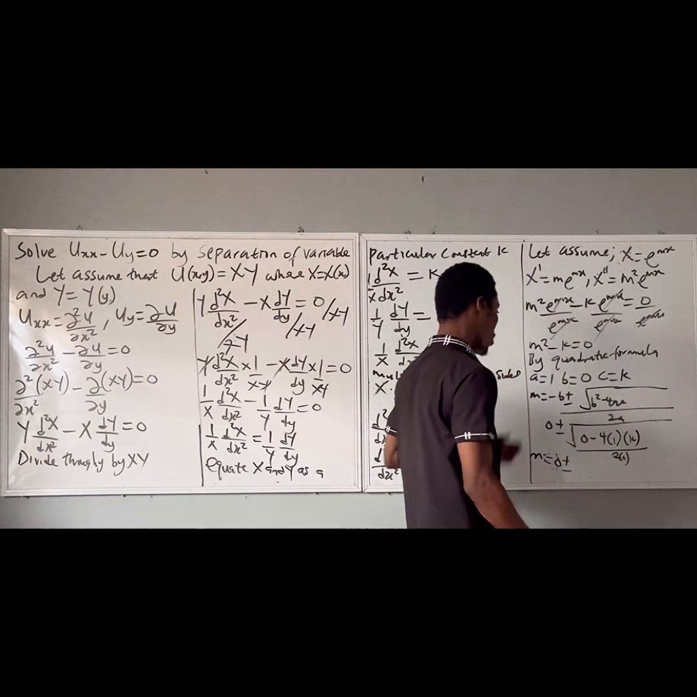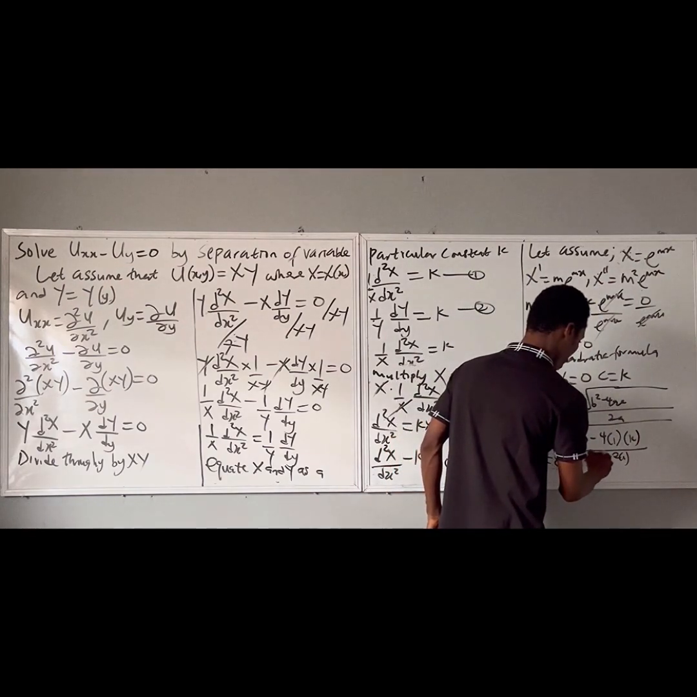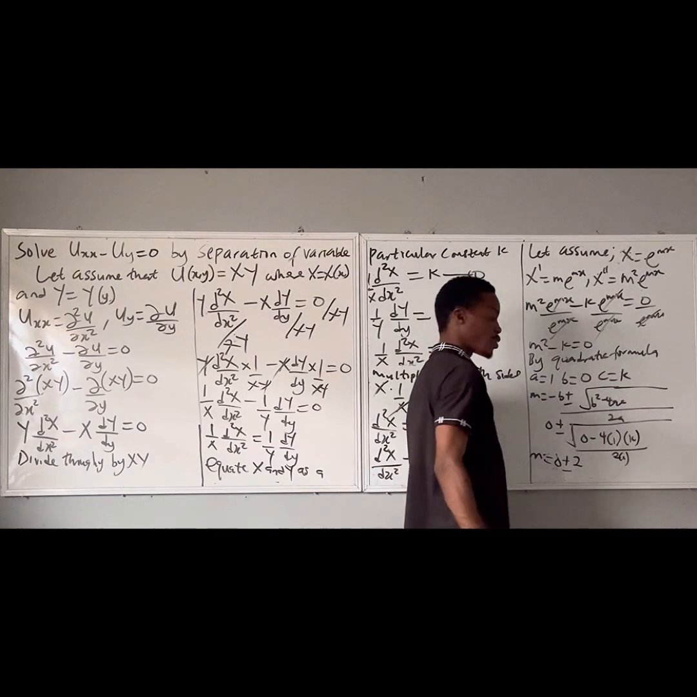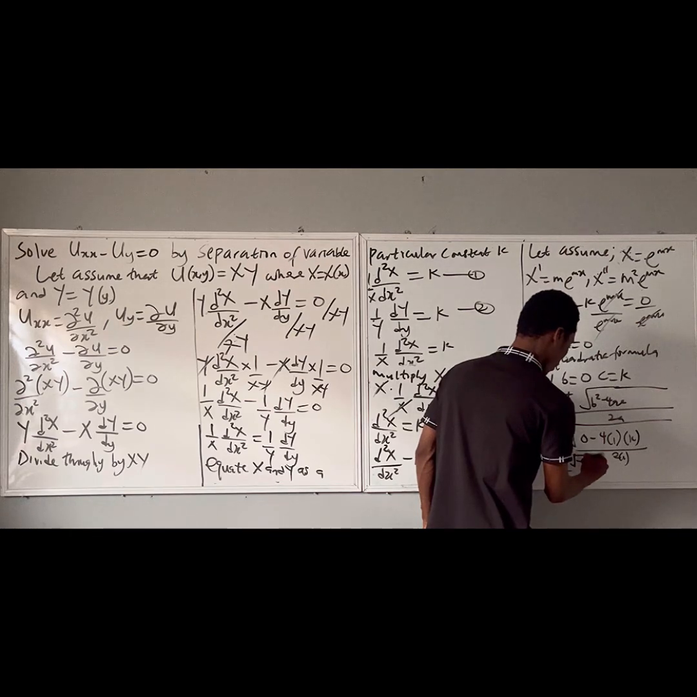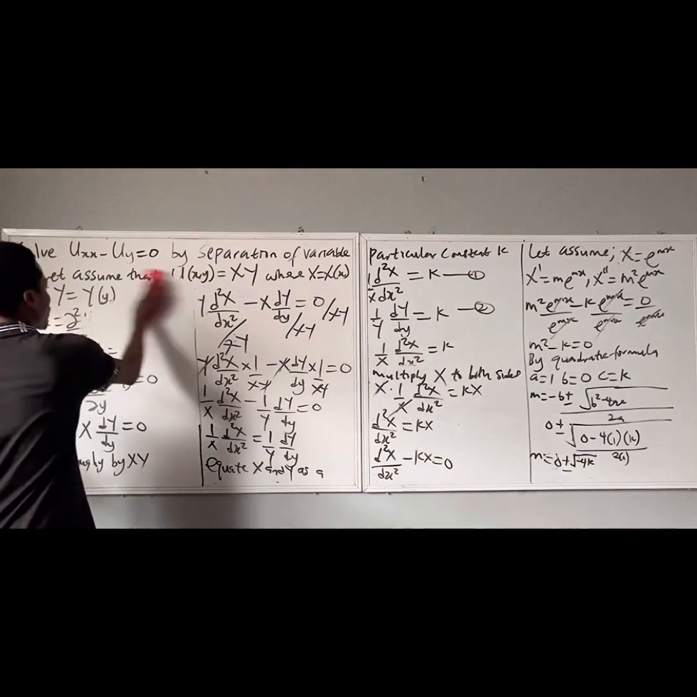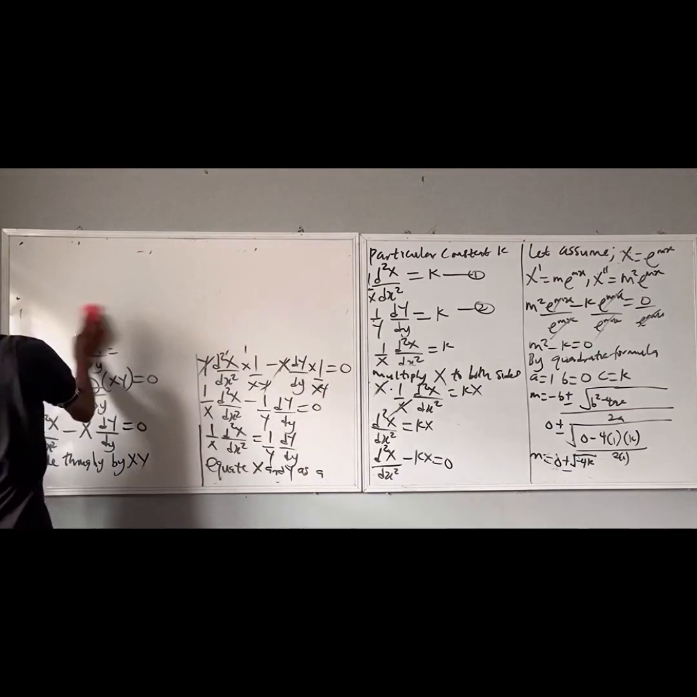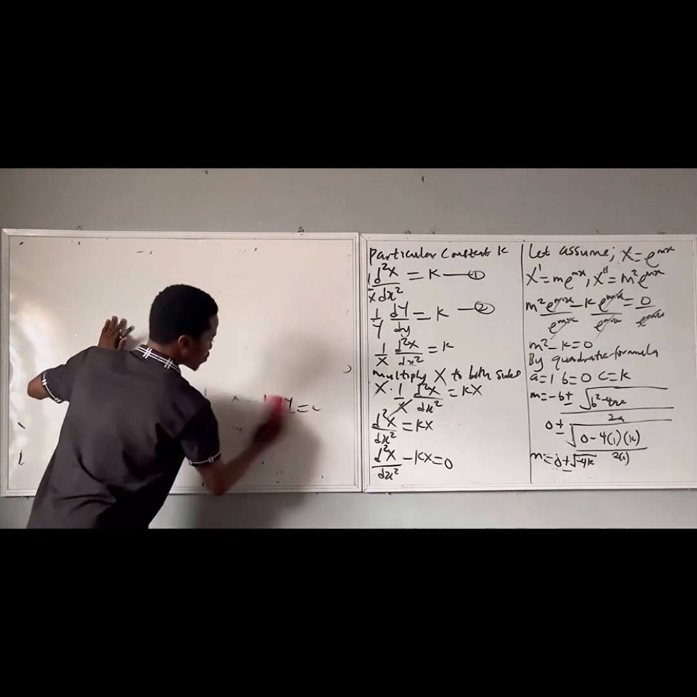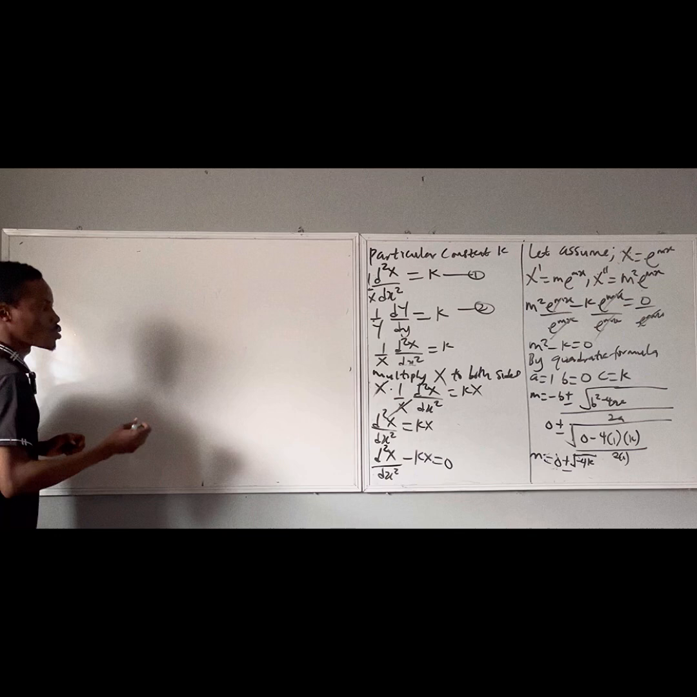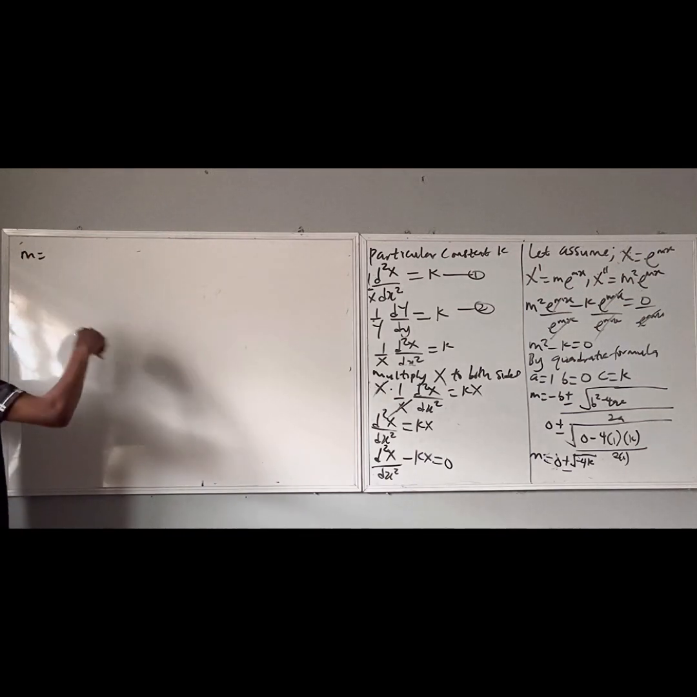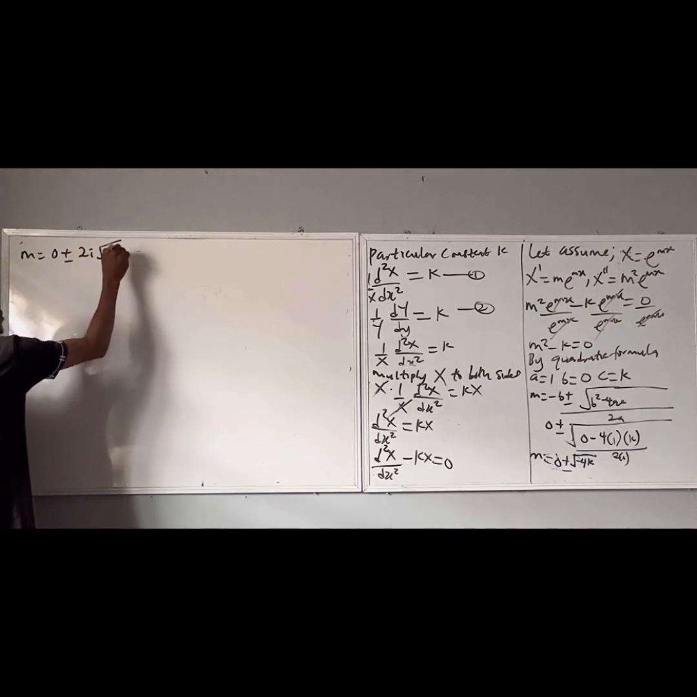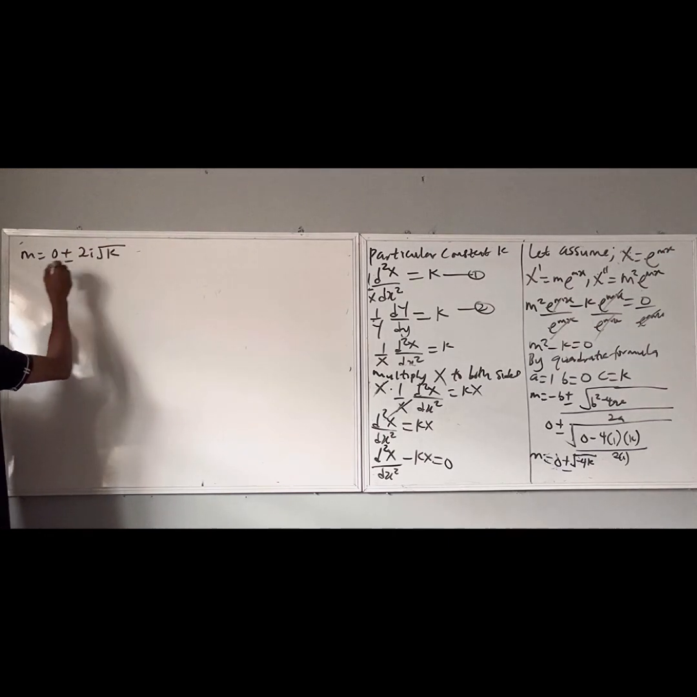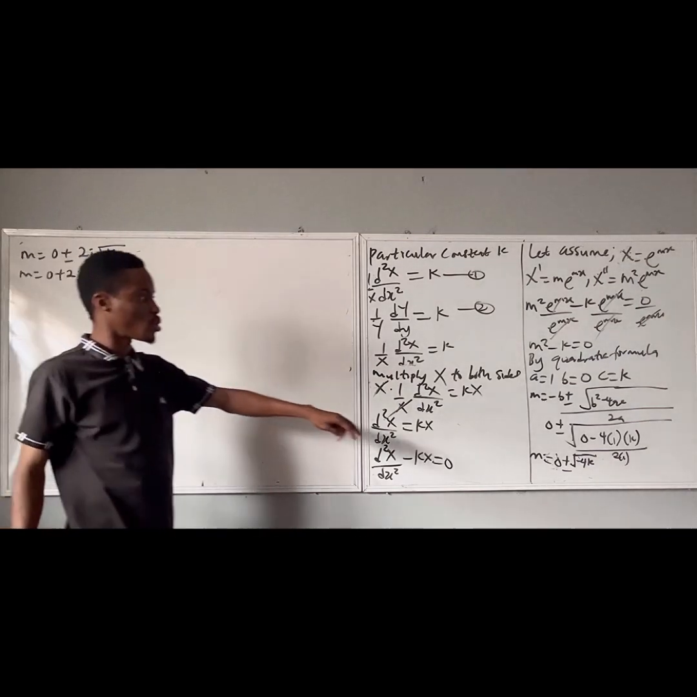Minus 4 times k. So I'm going to have minus 2i. That is square root of minus 4, that is square root of minus 2k, that is minus square root of what? Root minus 4k. So my m will now be, since it's 0 plus or minus 2i, then root k. So my m is equal to 0 plus or minus 2i root k, because I'm having what?